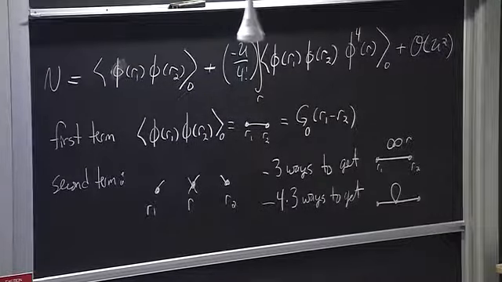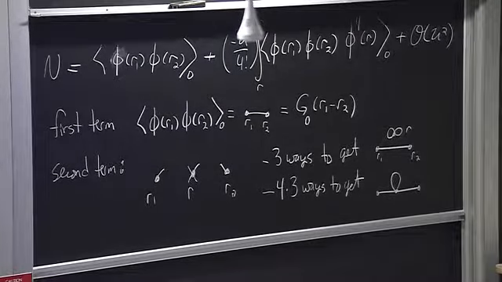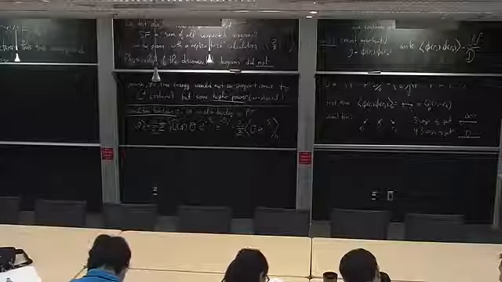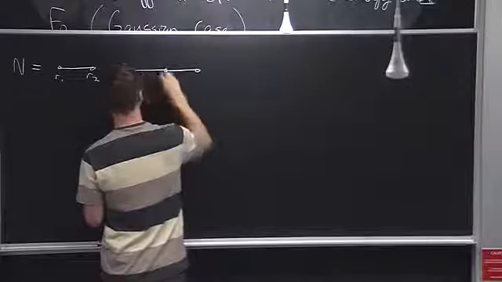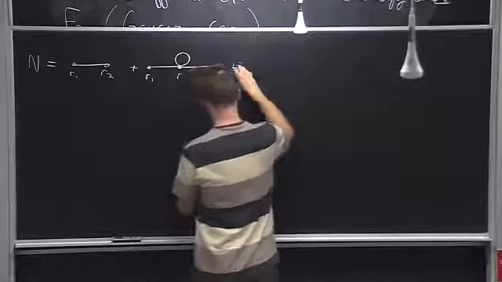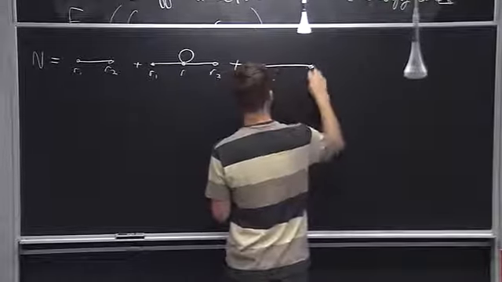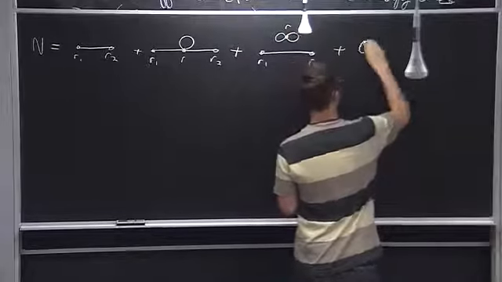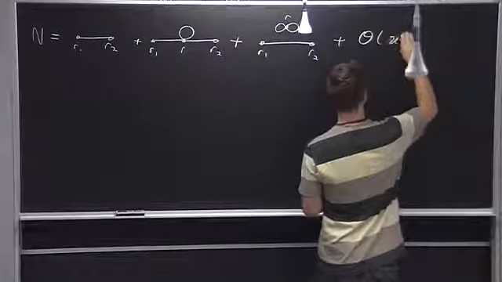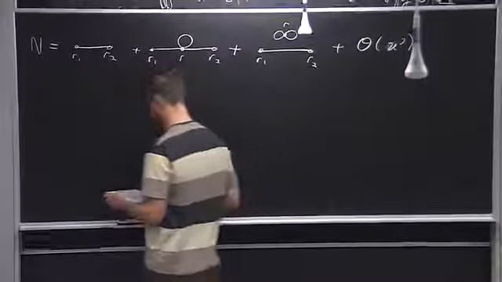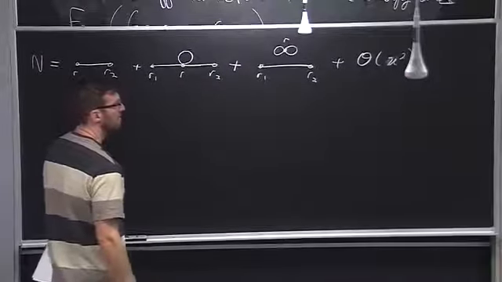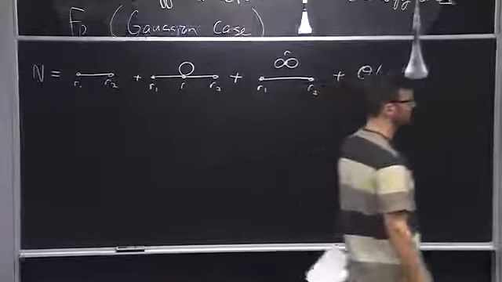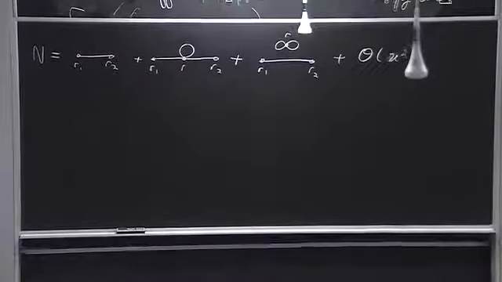So the numerator in that calculation is just the sum of diagrams: R1, R2, plus R1, R2, plus R1, R2 disconnected from R, plus higher order terms, u squared. That's the numerator. You still have to evaluate all those G's and everything.